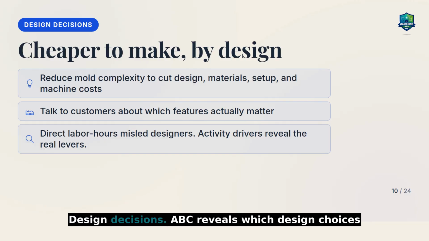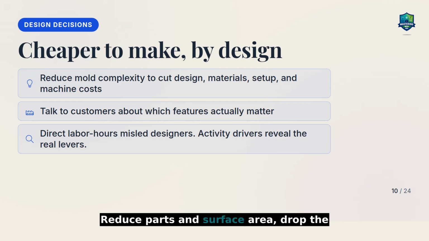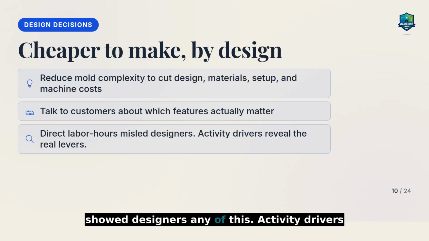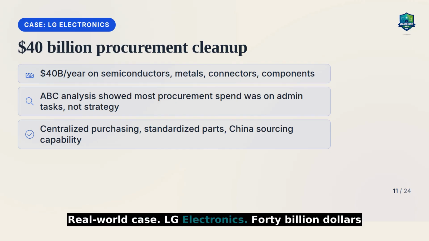Design decisions. ABC reveals which design choices drive cost. Mold complexity drives design cost, materials, setup, and machine operations all at once. Reduce parts and surface area, drop the cost on 5 activities. Direct labor hours never showed designers any of this. Activity drivers do.